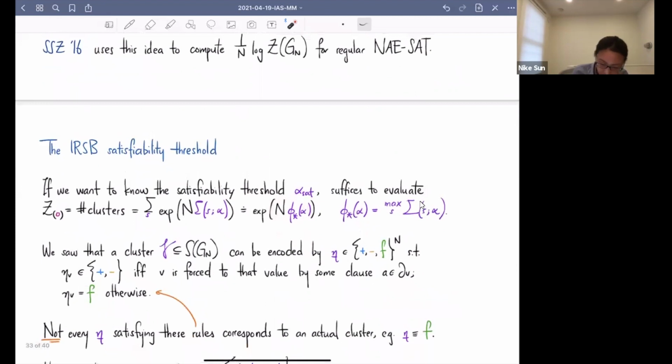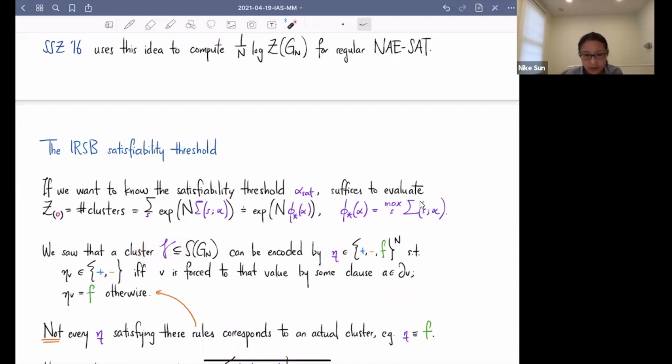Okay, so going back to this encoding, I argued earlier that if you have a cluster gamma, you can encode it by this plus minus free configuration, and it will satisfy the following rules. If you have a plus minus value, that will be only if it's actually forced to that value by one of its neighboring clauses, and otherwise it will be free. So if you have a cluster gamma, you can map it to an eta, which satisfies these rules.